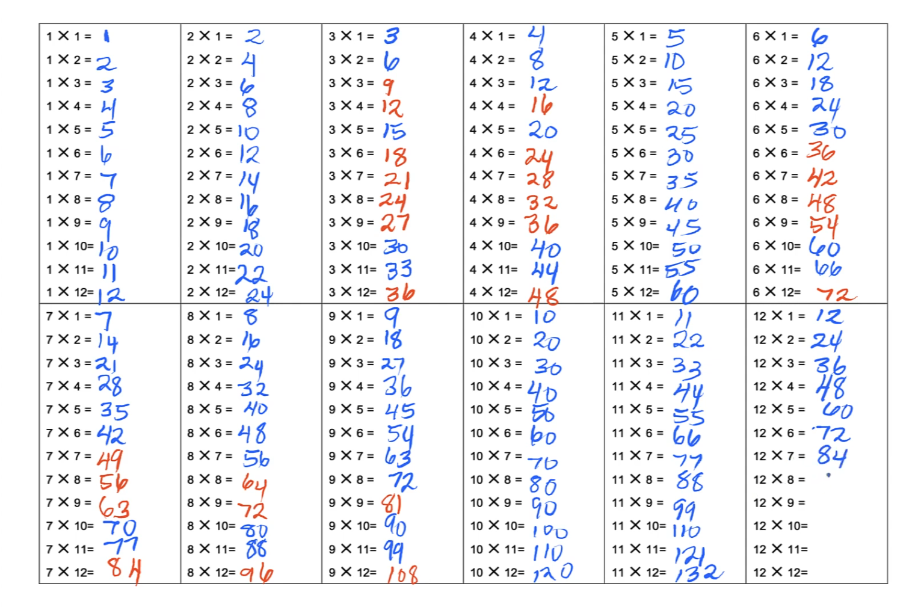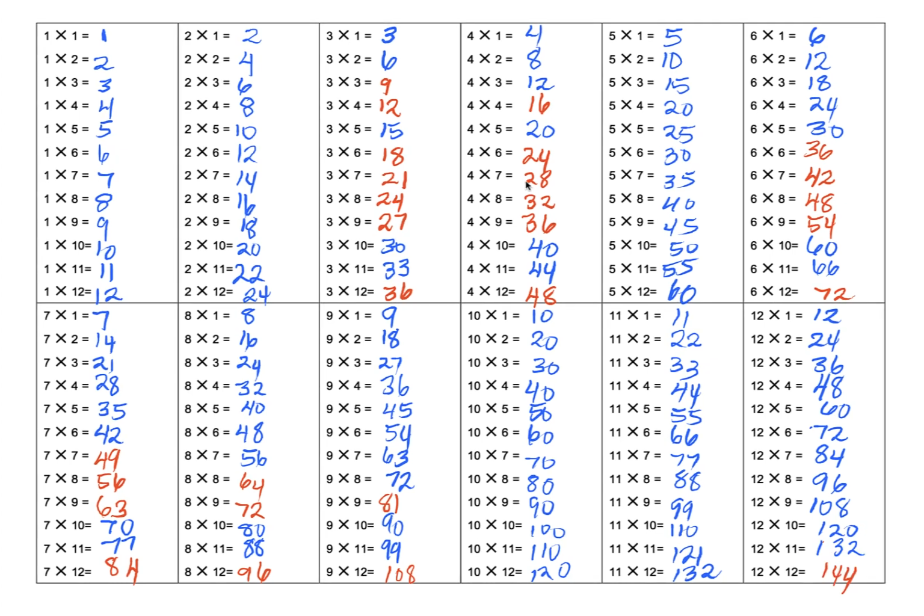12 times 8, 96. 12 times 9, 108. Because we just recently learned our 9 times table. We know our 10 times table, so that would be 120. We know the 11 times. The only one that you need to memorize is 12 times 12, which is 144.